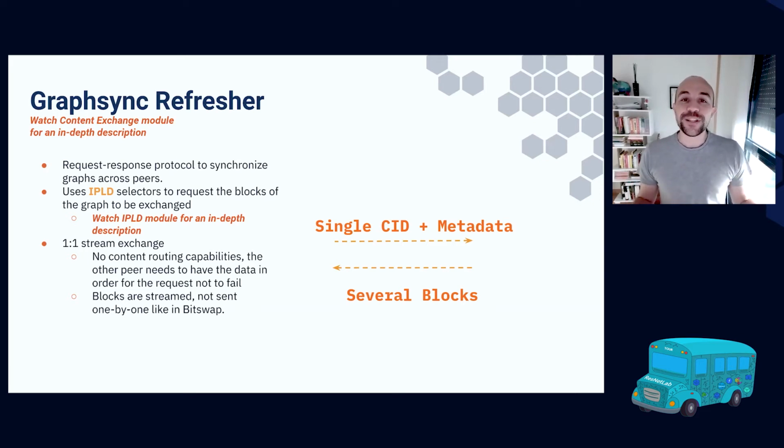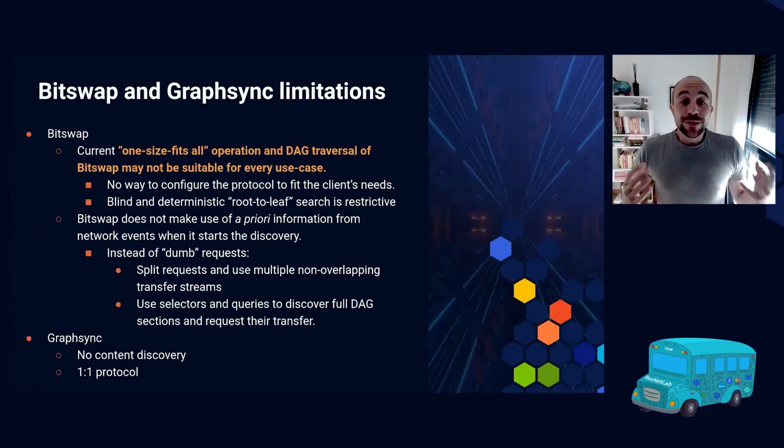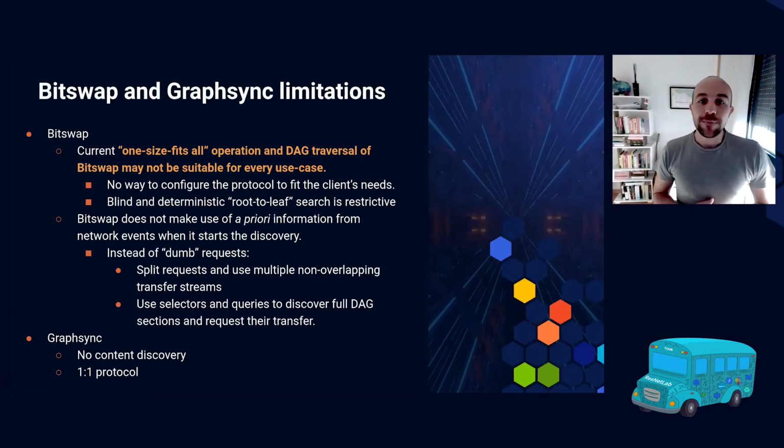So we see the difference. In the case of Bitswap, we had to request content block by block, and we had a back and forth with all of these peers. While in the case of Graphsync, we just send the selector and we start receiving a stream of blocks from the other peer. Of course, Graphsync and Bitswap have limitations, and that's why we kicked off the Beyond Bitswap project.